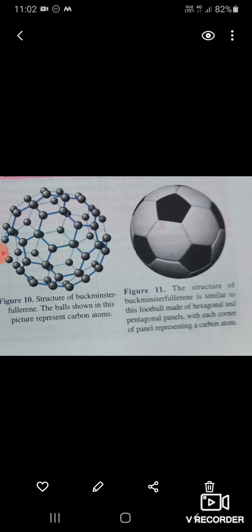Just like diamond and graphite, Buckminster fullerene also burns on heating to form carbon dioxide. If we burn Buckminster fullerene in oxygen, then only carbon dioxide is formed and nothing is left behind. This shows that Buckminster fullerene is made up of carbon only.